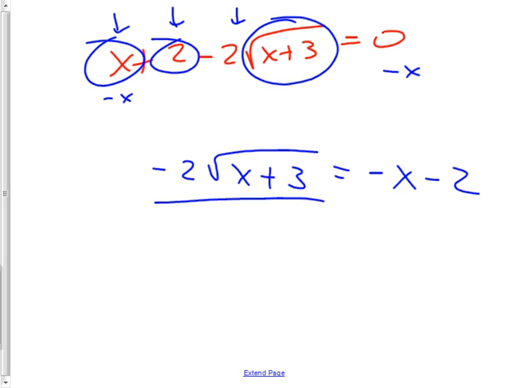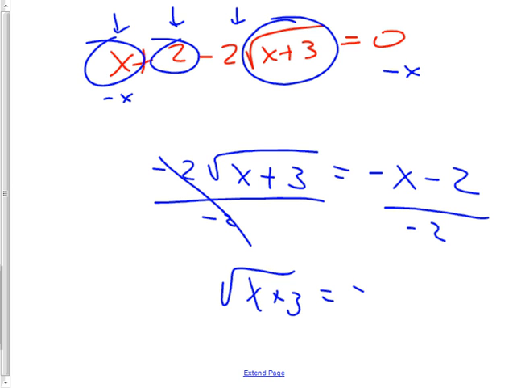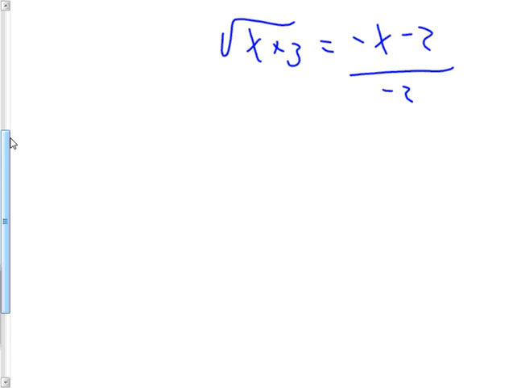Divided by negative 2. Divided by negative 2. Cancels. Square root of x plus 3 is equal to negative x minus 2 over negative 2. I think it's all over the place over there. Now, how do you get rid of... Remember, trying to get this square root out of there.